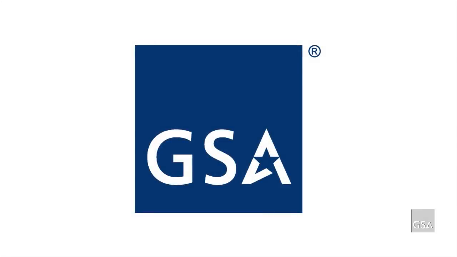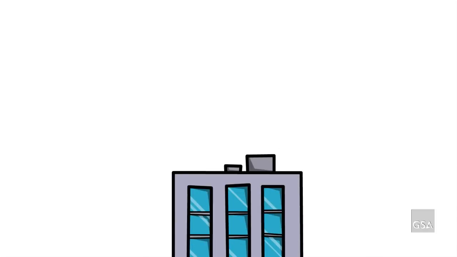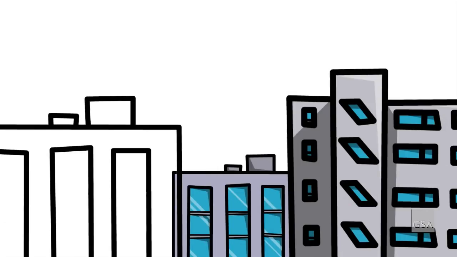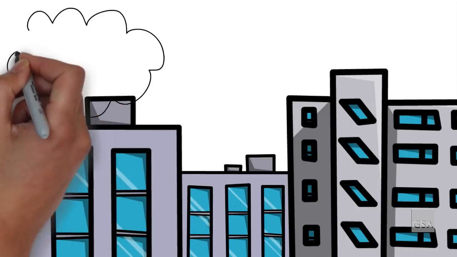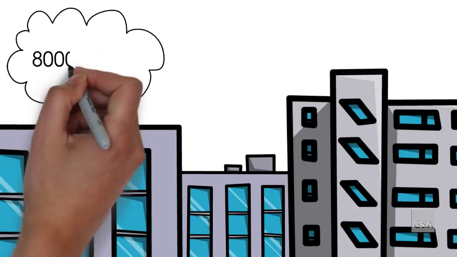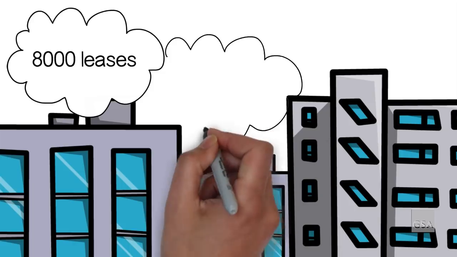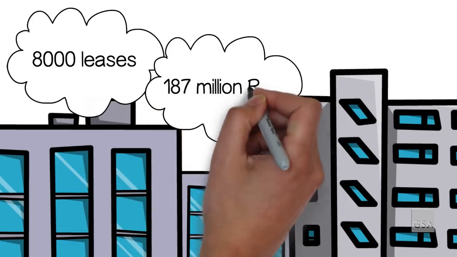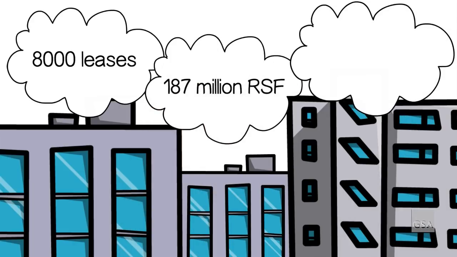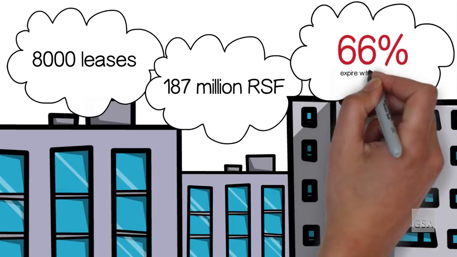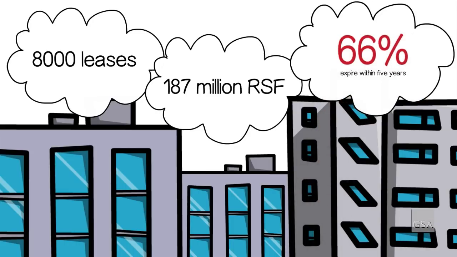The U.S. General Services Administration, or GSA, is focused on achieving taxpayer savings by avoiding increased lease costs through the timely replacement of expiring leases. GSA's current leasing portfolio consists of more than 8,000 leases, equating to more than 187 million rentable square feet of space. 66% of leases expire within the next 5 years.